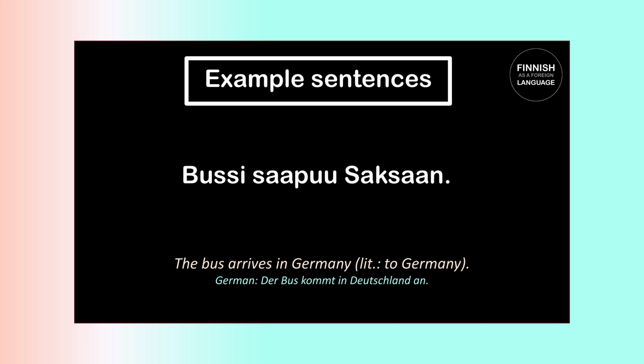Next one. Bussi saapuu Saksaan means the bus arrives in Germany. Literally it means the bus arrives to Germany. However, it sounds more natural to say in English, the bus arrives in Germany. Bussi means bus. Saapuu is the third person singular present tense of the verb saapua, which means to arrive. And here then we need the illative case of Saksa, which is Saksaan. Bussi saapuu Saksaan. The bus arrives in Germany, or literally to Germany.